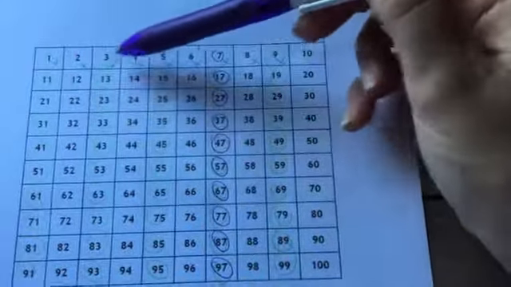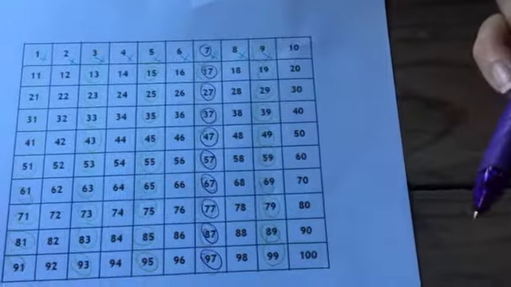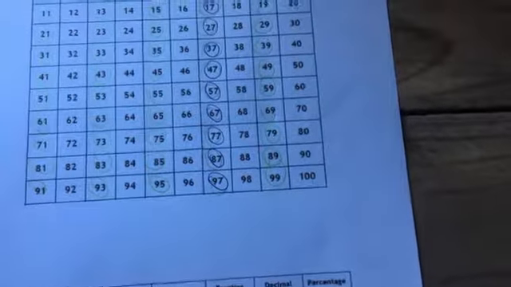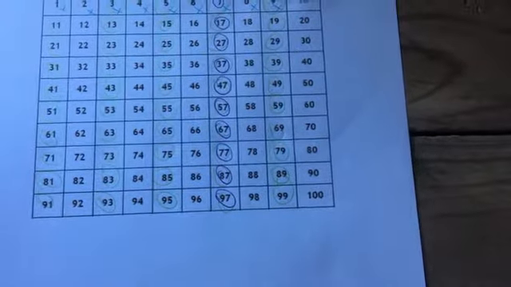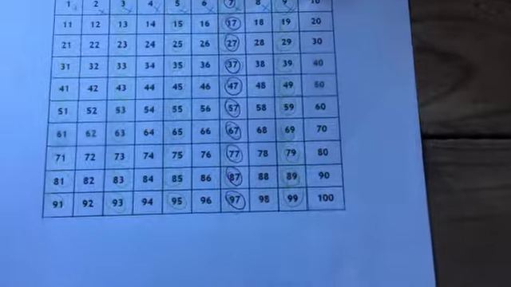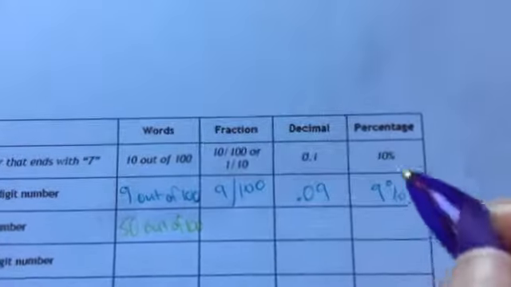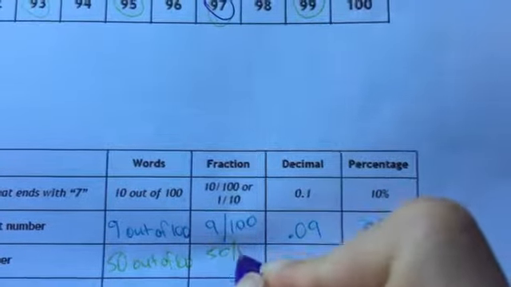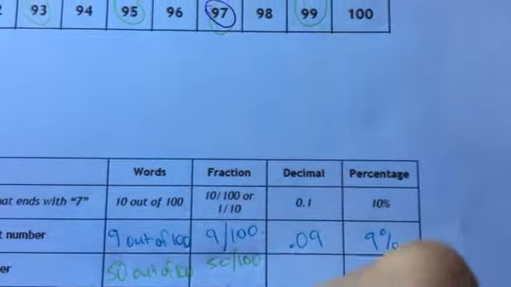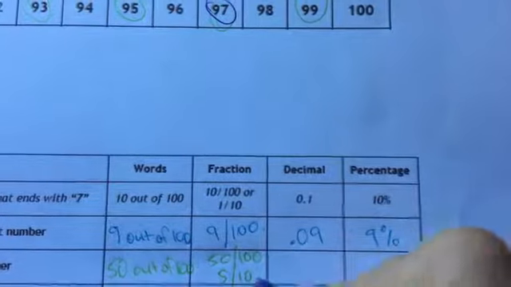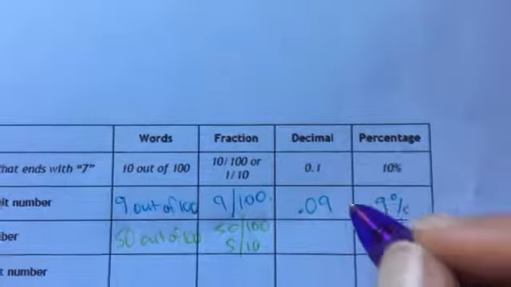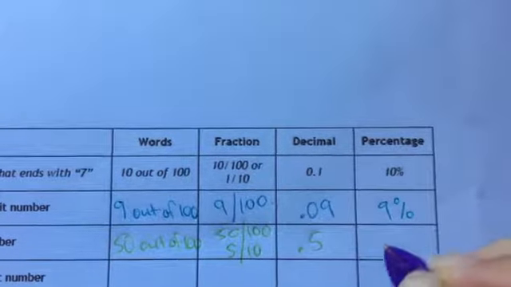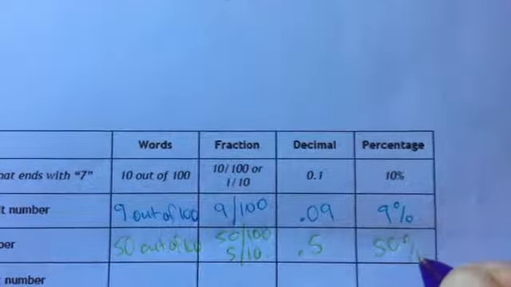10 times 1, 2, 3, 4, 5. 10 times 5 is 50. So we have 50 out of 100. The fraction for that is 50 over 100 or 5 over 10. And the decimal would be 0.5. The percentage, 50%.